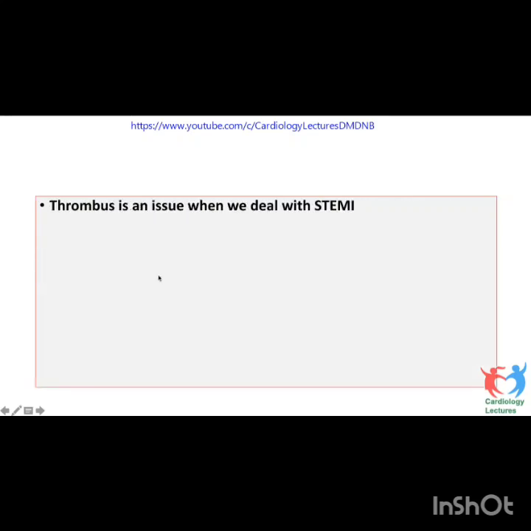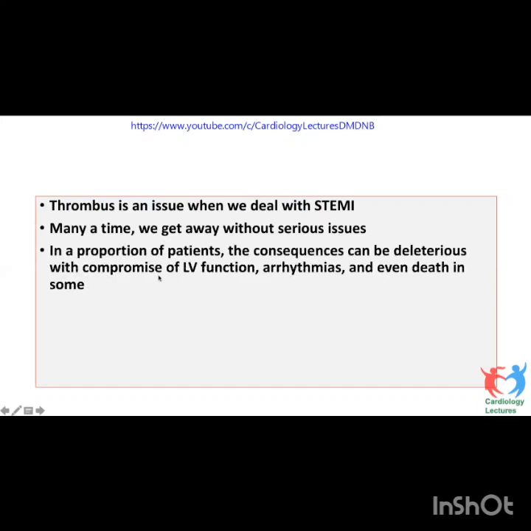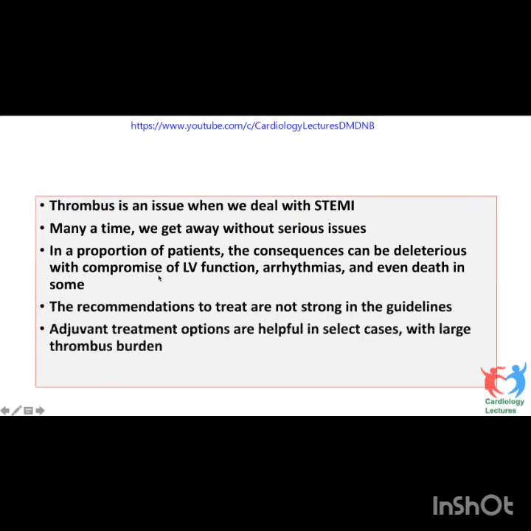And this patient could not be salvaged. So I'll conclude by saying that thrombus is an issue when we deal with ST elevation myocardial infarction. Many a time we get away without serious issues. In a proportion of patients, the consequences can be deleterious, with compromise of LV function, cardiac arrhythmias, which can be tachycardia, bradycardia, and even death in some patients. The recommendations to treat are not strong in the guidelines. You have to basically do it on a case-to-case basis. Adjuvant treatment options are helpful in select cases with large thrombus burden. These options have to be individualized on the merits of a case.